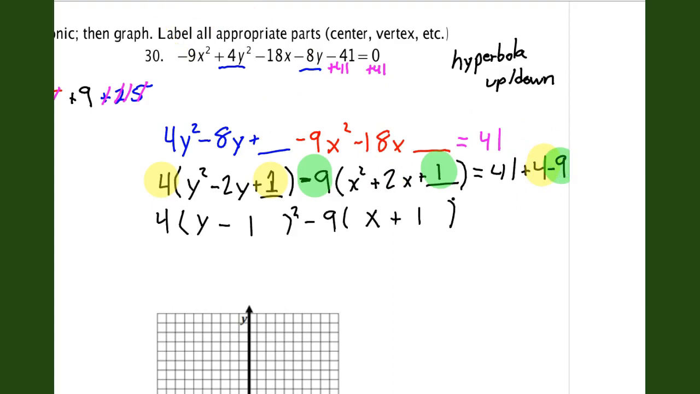There we go. And if we simplify this right-hand side, 41 plus 4 is 45. 45 minus 9 does give us 36. And lastly, let's just divide everything. Because it's a hyperbola, we need this equal to 1. Divide everything by 36.